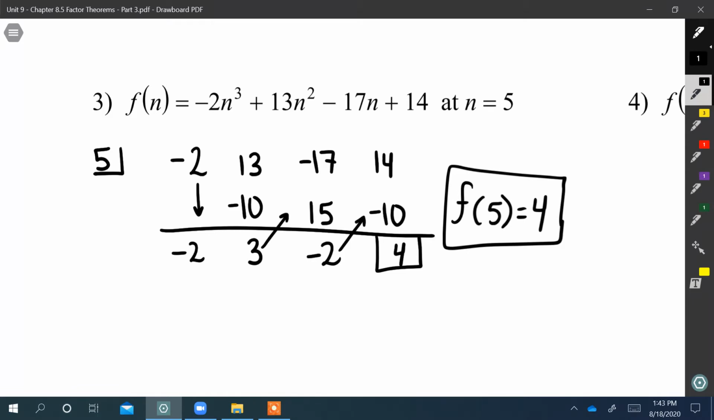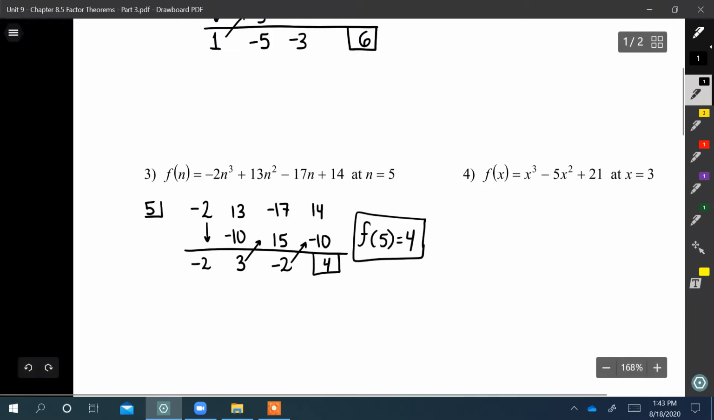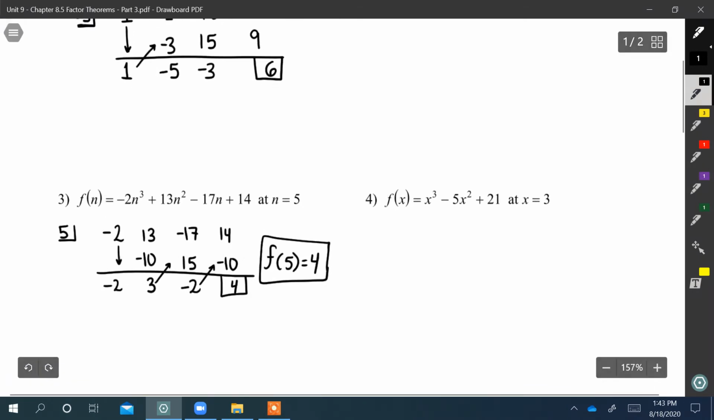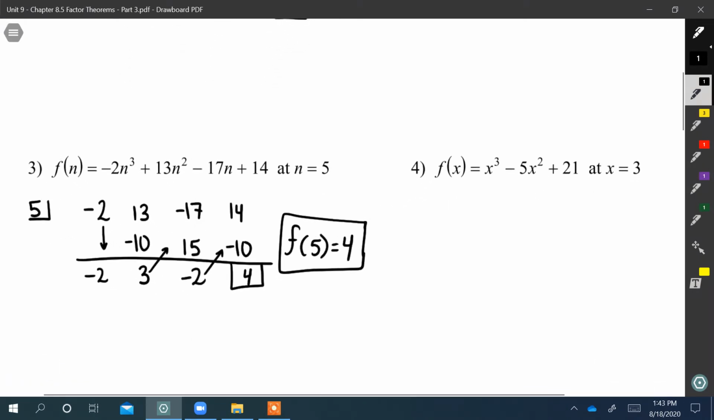Now I want you to work on number 4. Make sure you work on number 4, that way when you are done with this, you're done. So make sure you pause the video, work on that, and then let's move on.